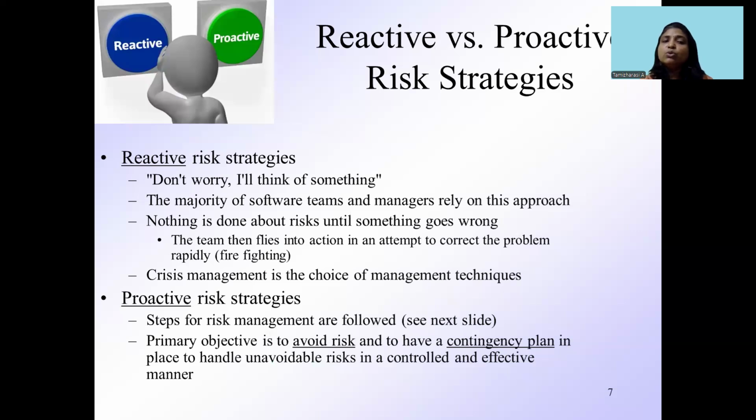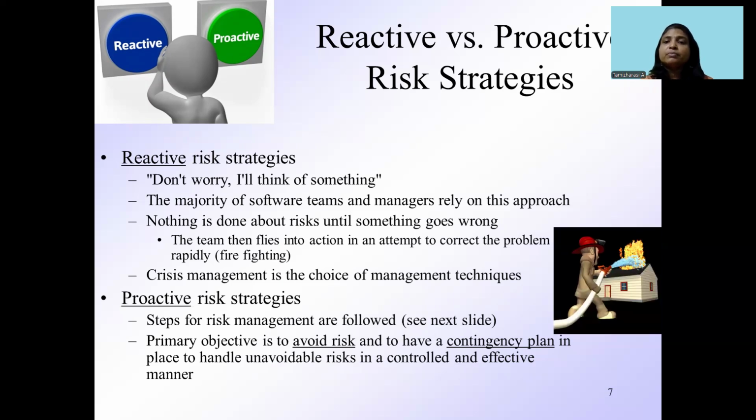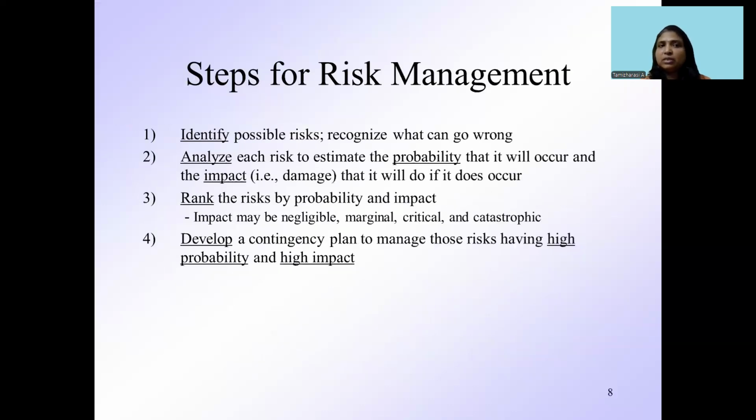First, I told you, you have to identify all the possible risks. For identifying, you can use a reactive strategy or a proactive strategy. Reactive means that after the risk has occurred, you try to find a solution, a reaction. Proactive means that before the risk occurs, you try to find out the possible risks and how you can overcome them. This is the reactive and proactive risk strategy.